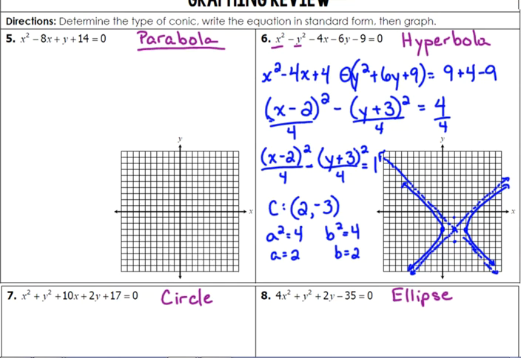Our foci technically are a part of the graph, so let's just talk about that real quick. c squared is equal to a squared plus b squared for the hyperbola. So c squared is equal to 8, so c is equal to the square root of 8, which is between 2 and 3. So our foci are really close to our vertices there. Hopefully you can see those little green dots. They're not even one more unit out from the vertices.